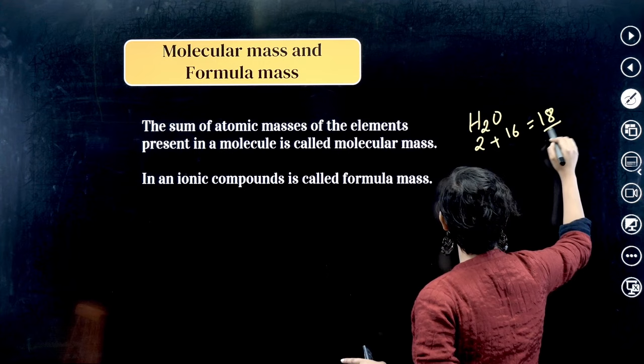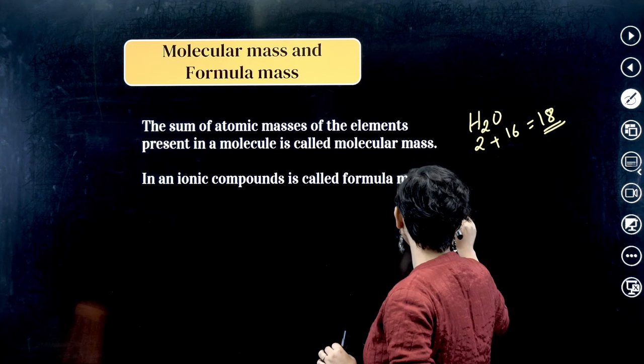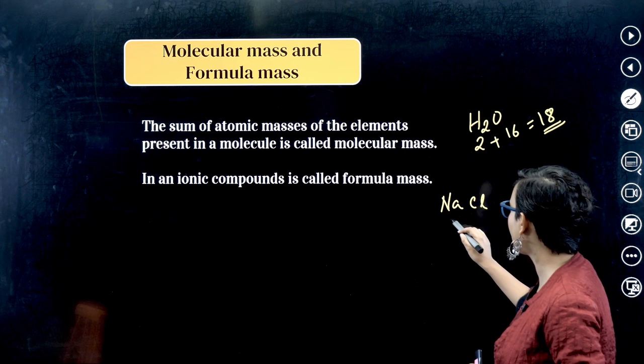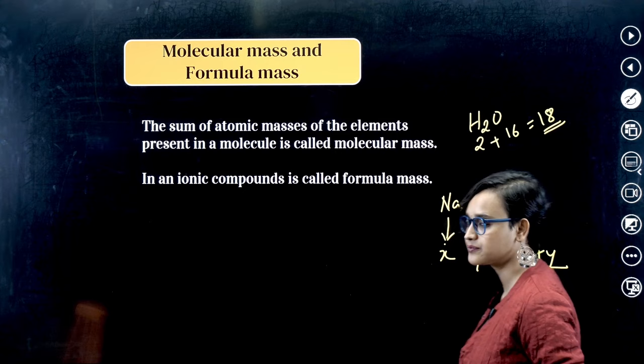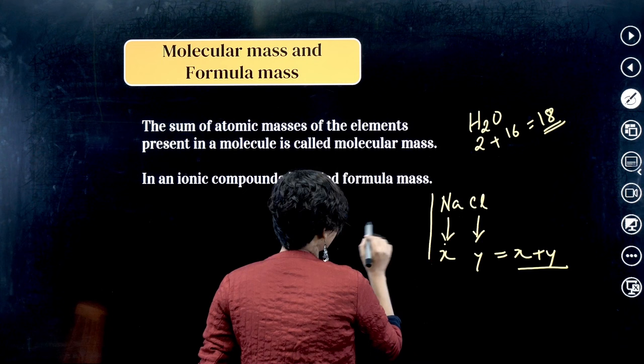Now if I take an ionic compound, for example NaCl, and I have to find the mass, I will find the mass of Na and the mass of Cl. Let's say this is X and this is Y, it will be X plus Y. That is your formula mass.